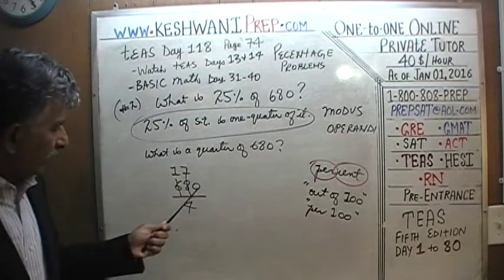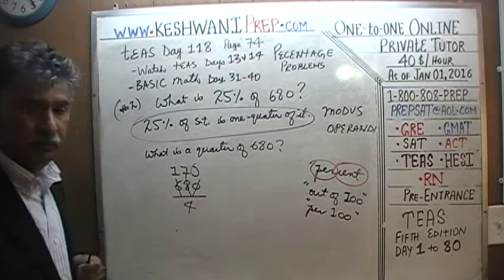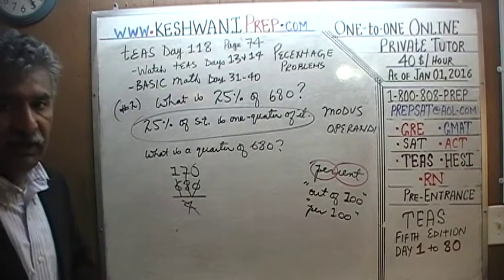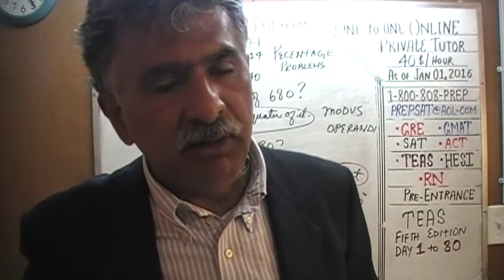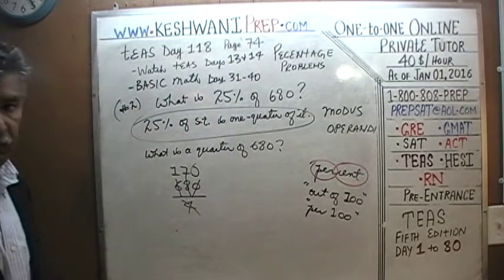How many 4s does 0 have? 0 has no 4s. There we go. You have divided top and bottom by 4. The answer is 170. It turns out 1/4 of 680 is 170. Therefore, the question was, what is 25% of 680? 25% of 680 is 170.